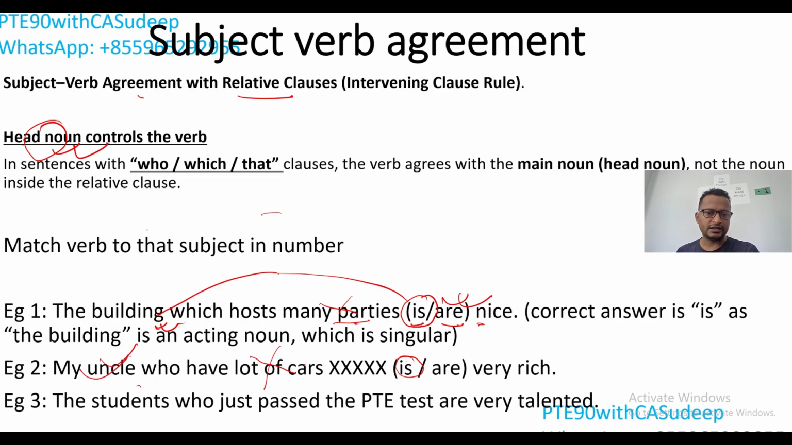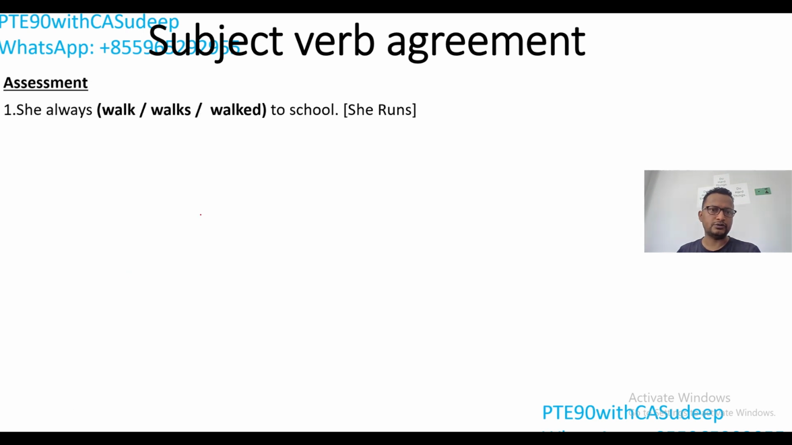So this is how it works. There's one more example; you can do it on your own, right? So you remember the acting noun or the head noun which controls the verb. This is also one of the subject verb agreement concepts. If the noun is plural, put a plural verb, "are." If the noun is singular, then put "is." So that's how. Let's quickly do the assessment.